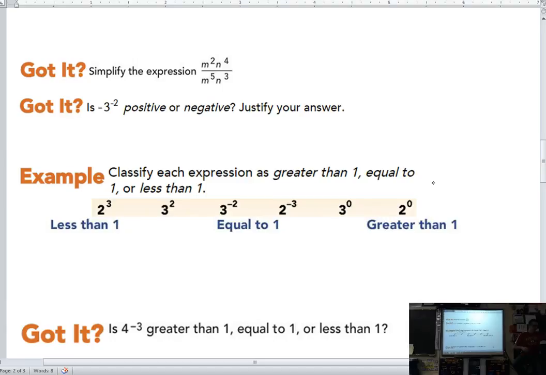M squared and n to the fourth power. So what does m squared and n to the fourth power mean? What is that communicating? M times m, and then n times n times n times n. Yeah, so those exponents are representing repeated multiplication.